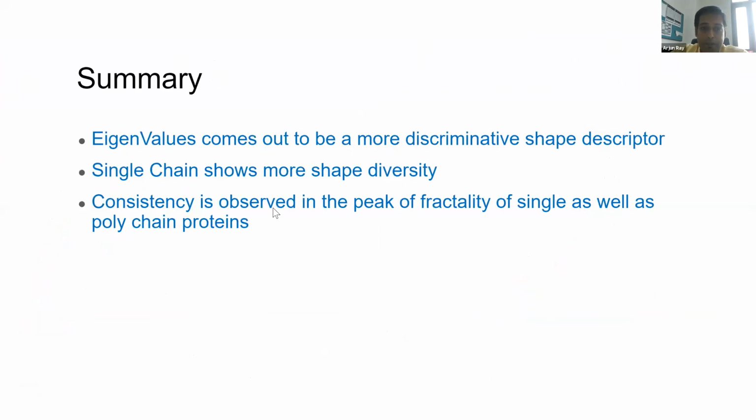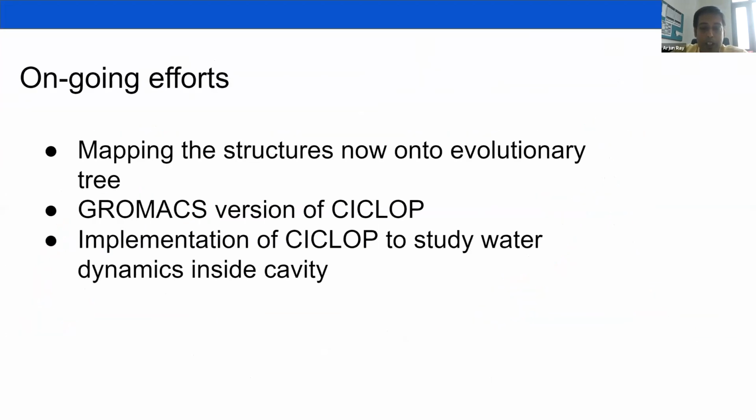With this, I would talk about my ongoing efforts in these dimensions. We are now mapping these structures and insights onto the evolutionary tree, and hopefully will try to answer the first slide that I showed, where it goes from rectangle all the way to some other shape. Does it actually follow a pattern, since we can now quantify every step of the shape? We will also have a GROMACS version of Cyclop very soon, so one can look at the evolution of the inner cavity over simulation time.